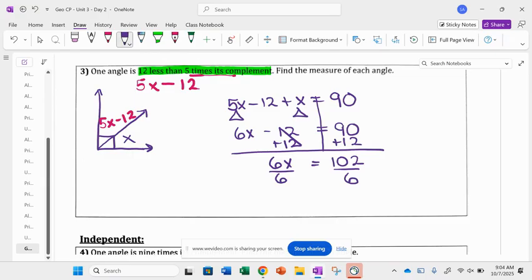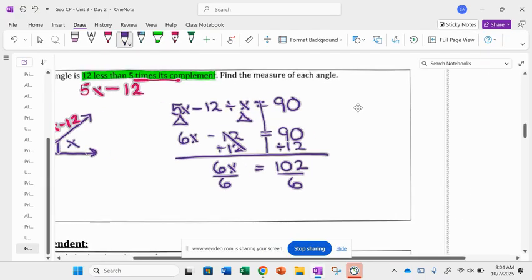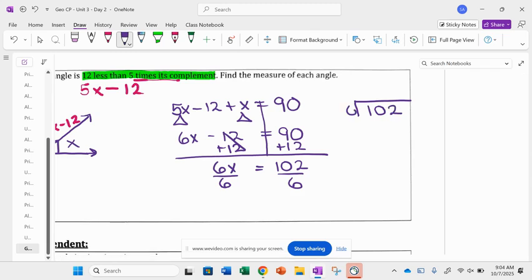So now once again, I'm going to use my long division. 6 goes into 10 one time. 1 times 6 is 6. Subtract. 10 minus 6 is 4. Bring down the 2. 6 goes into 42 7 times. 7 times 6 is 42. 0. So we end up with x is equal to 17.